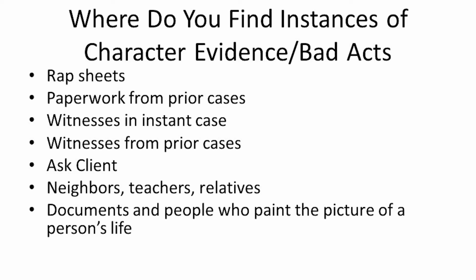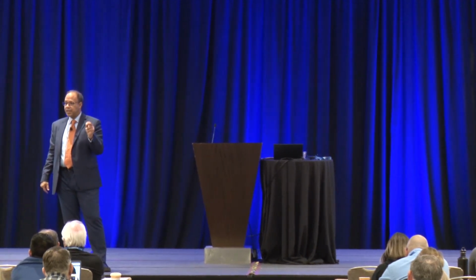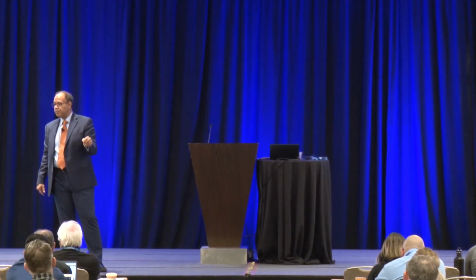So where do you find these instances? Well, the easy stuff is stuff like rap sheets. I get it. Paperwork from other cases, witnesses in the instant case, you want to look at their backgrounds. You want to look at witnesses in previous cases. So what I mean by that is this. You're going to get a list of items from the DA or from the discovery or from another source of potential bad acts, potential areas. You need to get those files.